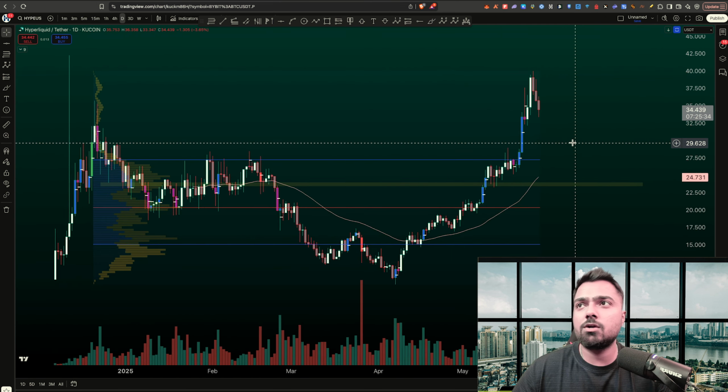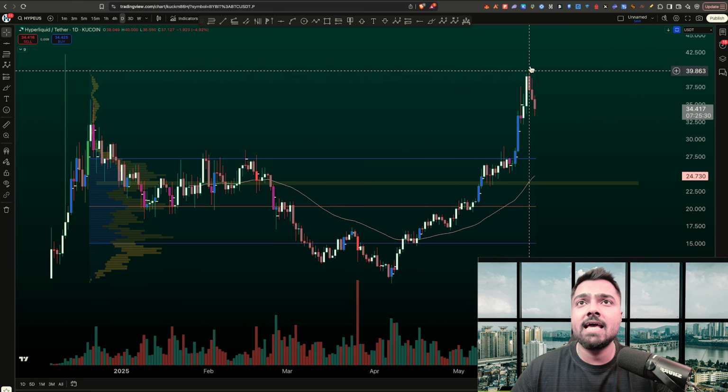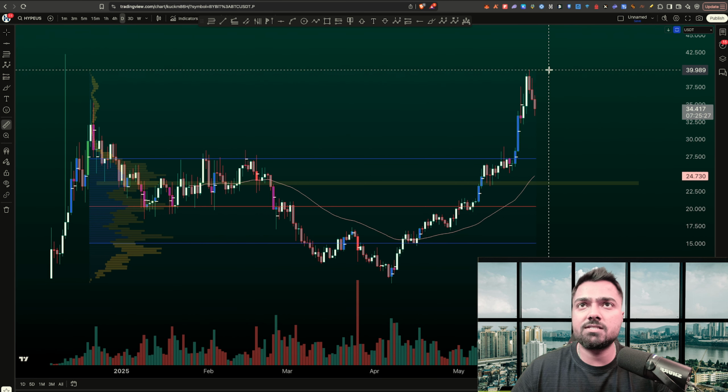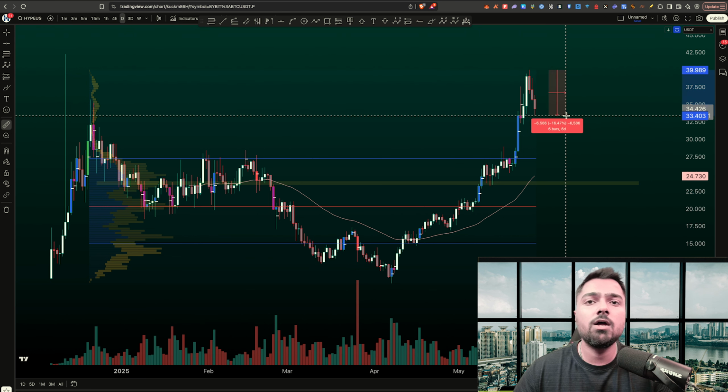All right, moving on to another token, that is Hyperliquid, because this one has been in a massive trend recently, and right now we are witnessing some sort of a move towards the downside. We are already down from around $40 all the way to $33.4. That is a 16% move towards the downside.